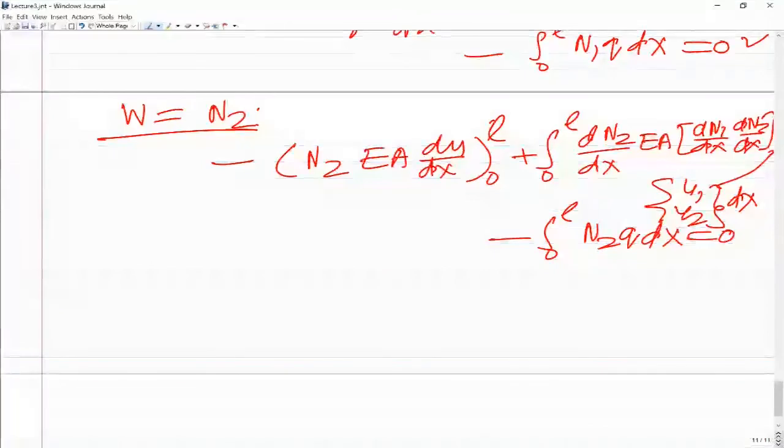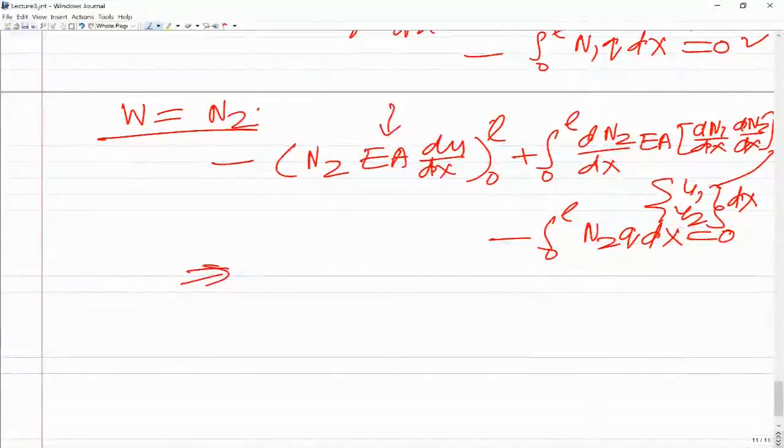So now again, if you look at the first boundary term over here, N2 is 0 at x equal to 0. So at the lower boundary, this term is going to be 0, and at the upper boundary, N2 will be equal to unity because it is x by L, and at x equal to L, L by L is unity. And here EA into du by dx at x equal to L is q2, so we will get here minus q2.